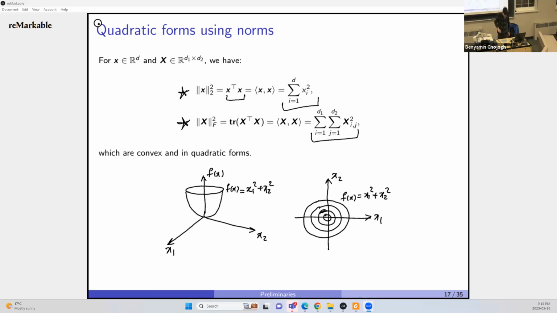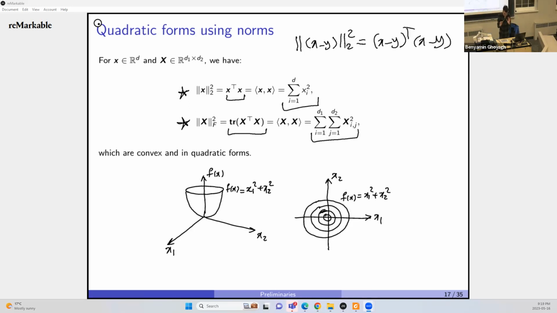Also, the squared Frobenius norm of X is equal to trace of X transpose X. And you can have more complicated things. For example, what is this? (X minus Y) transpose (X minus Y). Right? Also, you can have the same for matrices. So you can see this as one thing and you follow this formula.